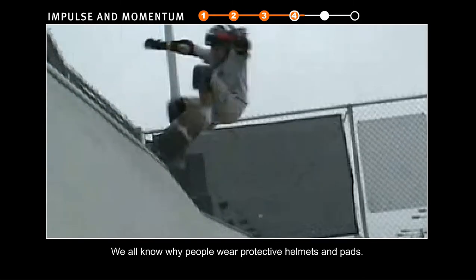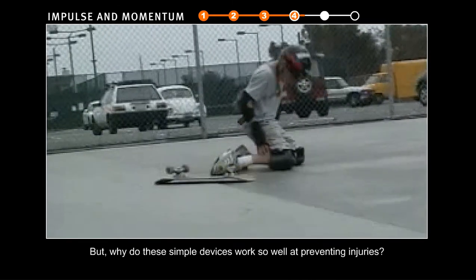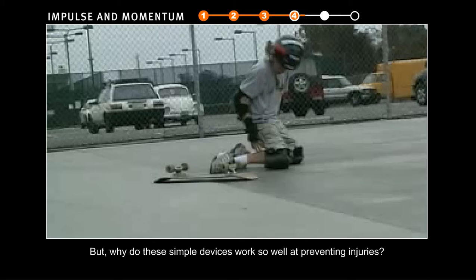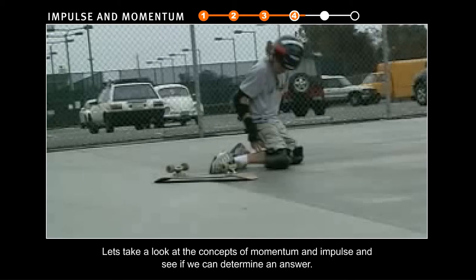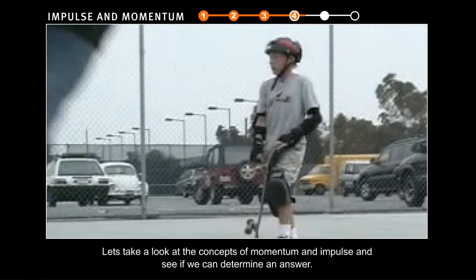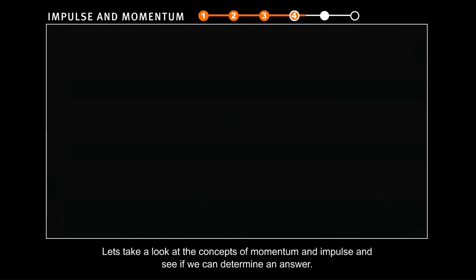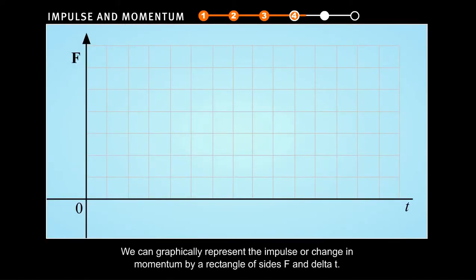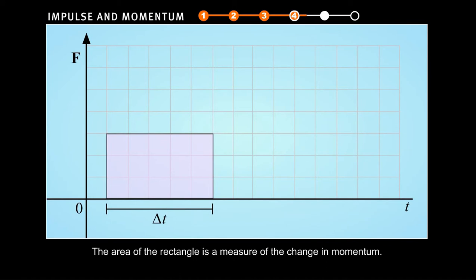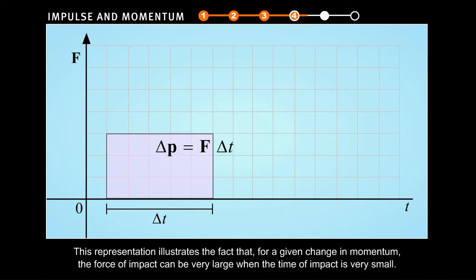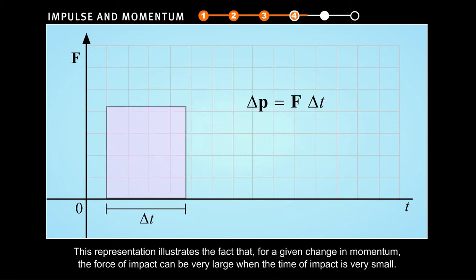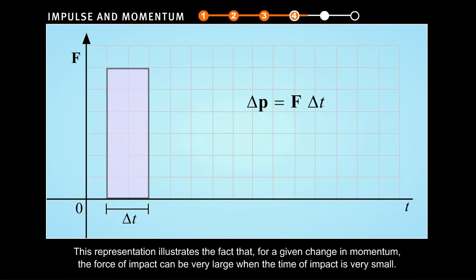We all know why people wear protective helmets and pads, but why do these simple devices work so well at preventing injuries? Let's take a look at the concepts of momentum and impulse and see if we can determine the answer. We can graphically represent the impulse or change in momentum by a rectangle of sides F and delta t. The area of the rectangle is a measure of the change in momentum. This representation illustrates the fact that for a given change in momentum, the force of impact can be very large when the time of impact is very small.